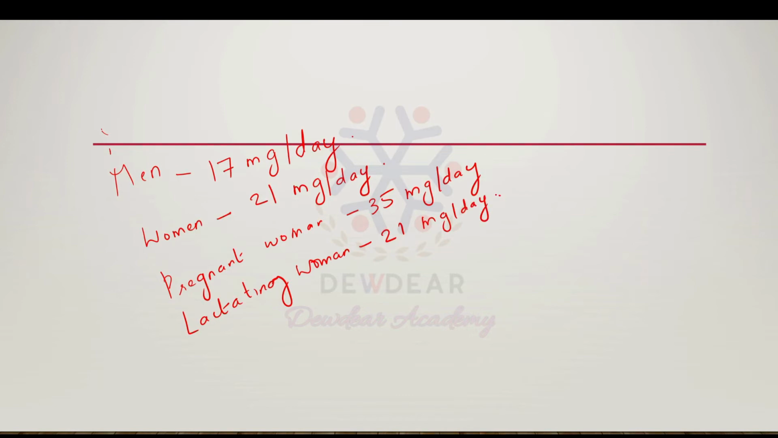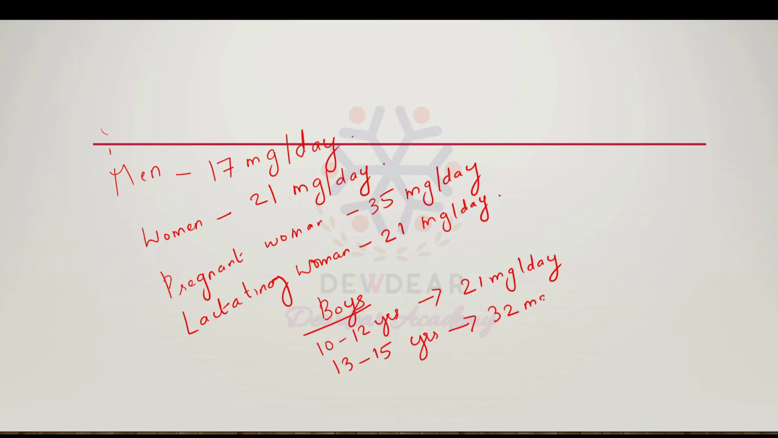Again, for boys and for girls, how much is it? For boys 10 to 12 years, it is 21 milligram per day. Then for 13 to 15 years, it is 32 milligram per day. And for 16 to 18 years, it is 28 milligram per day.